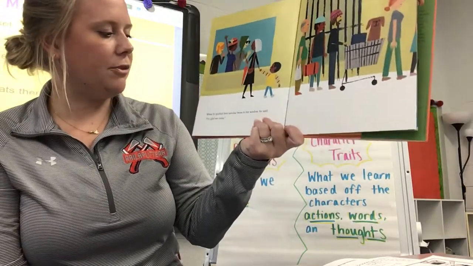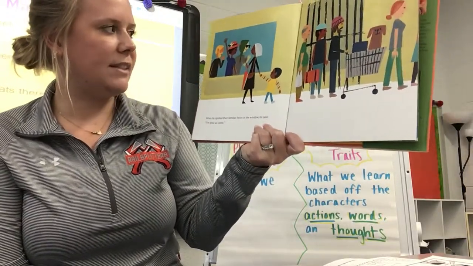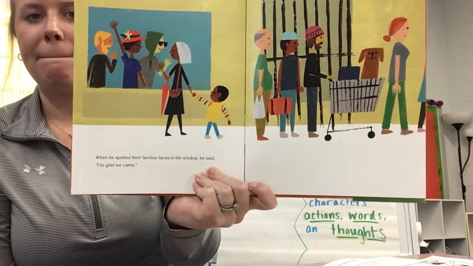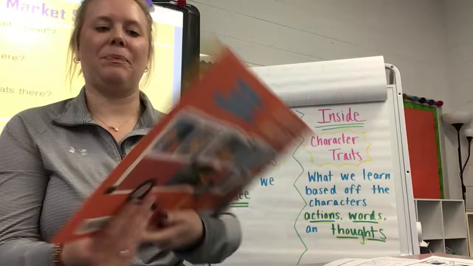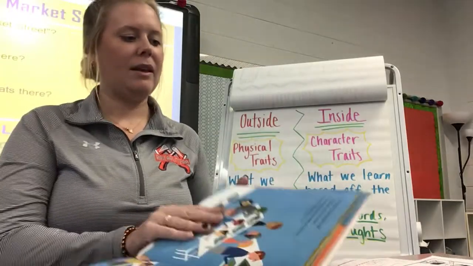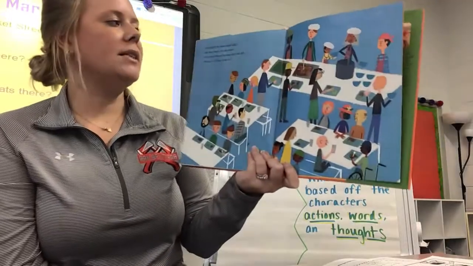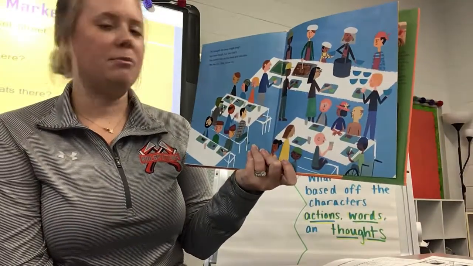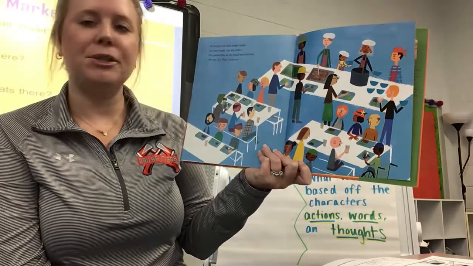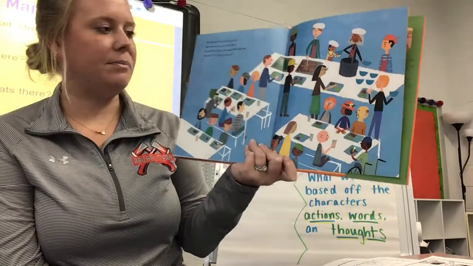When he spotted their familiar faces in the window, he said, I'm glad we came. He thought his Nana might laugh, her deep laugh, but she didn't. She patted him on the head and told him, me too, CJ. Come on now.